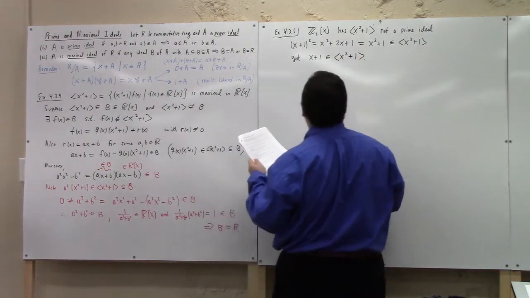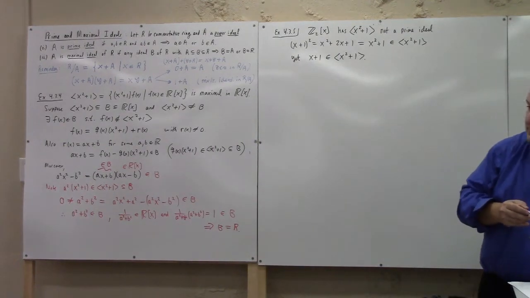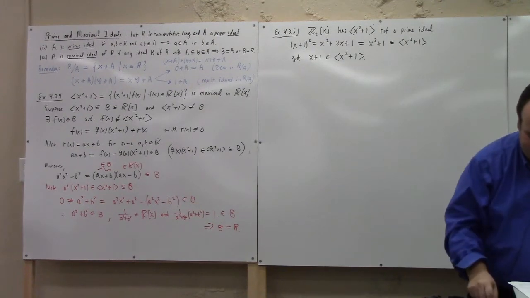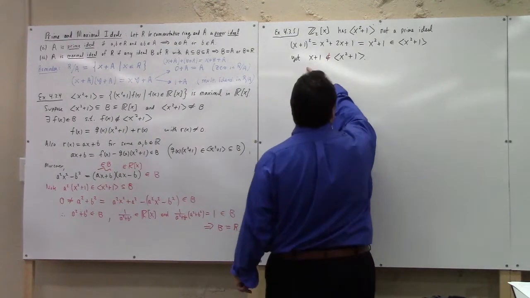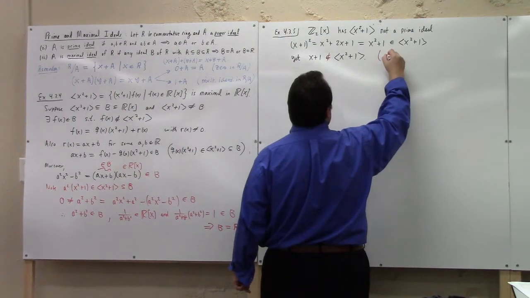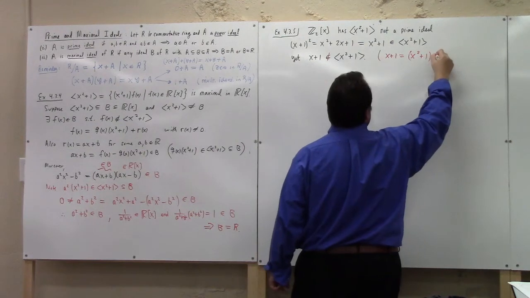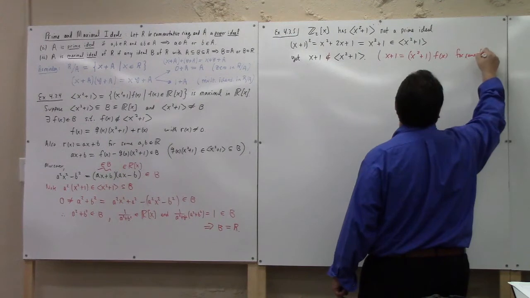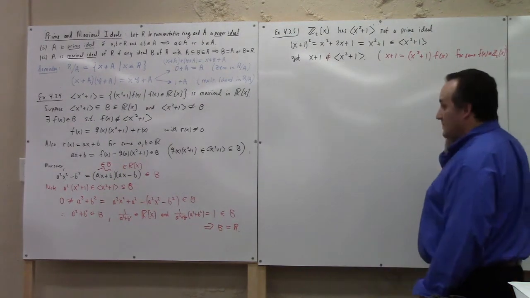How do I know that? I claim that's obvious. Why is x plus 1 not an element? What would it mean for it to be an element? That would mean that you could find x plus 1 equals x squared plus 1 times some polynomial f(x) in Z2[x]. Can you do that? No, clearly not.